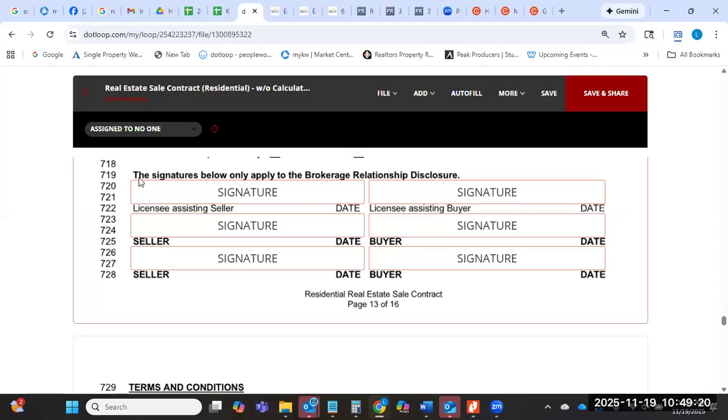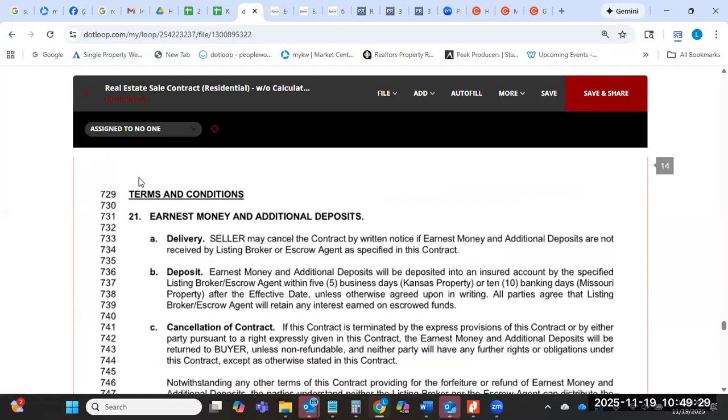This is not agreeing to any other terms in the contract, just that all parties understand that this disclosure has been made. And that's all they're saying there.